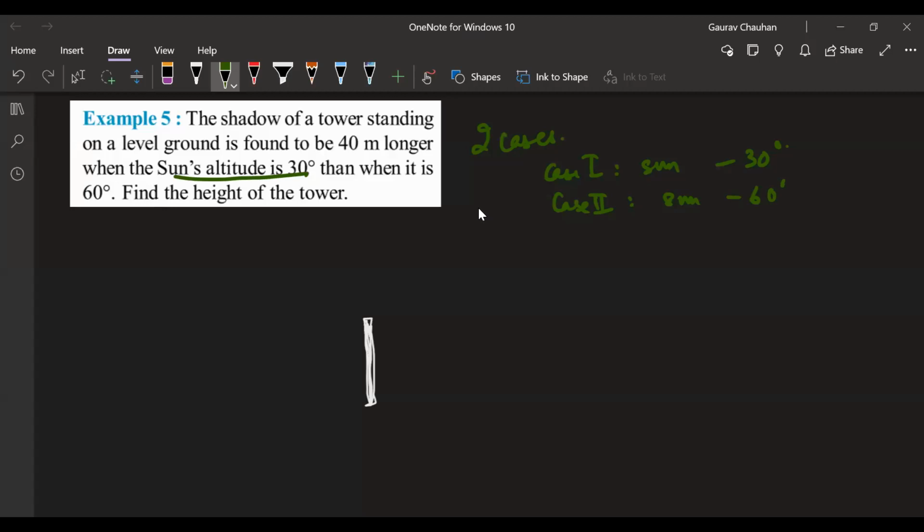Which means the sun is somewhere here in the first situation, in this line of sight, at 30 degrees. That time one shadow is being formed. Then the sun keeps going up and reaches here at a 60 degree angle. That time also one shadow is being formed. The shadow gets formed on the ground.